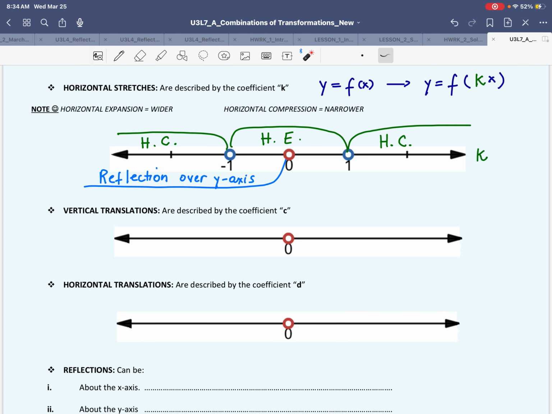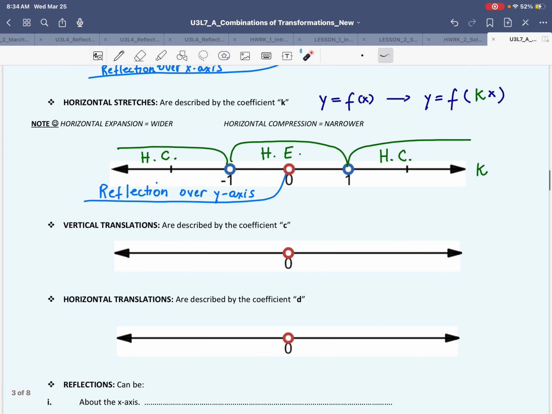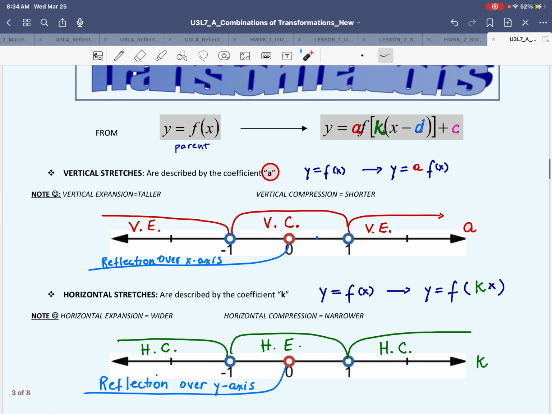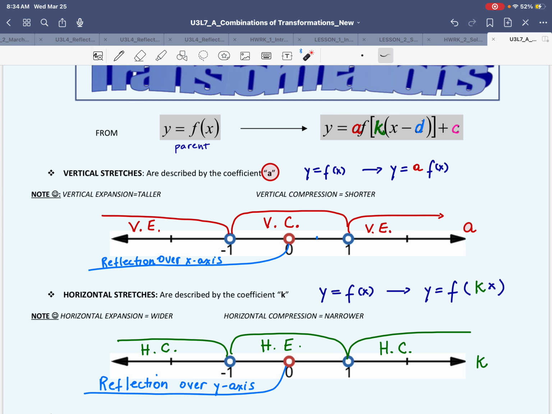Now, next we have the vertical translation. So the vertical translations are described by the coefficient c. The coefficient c is the last number that we add in the equation. So it's usually a number that is standing by itself, and it is added to this part of the function, which is basically the y value of the function with these transformations, and we add a number c.